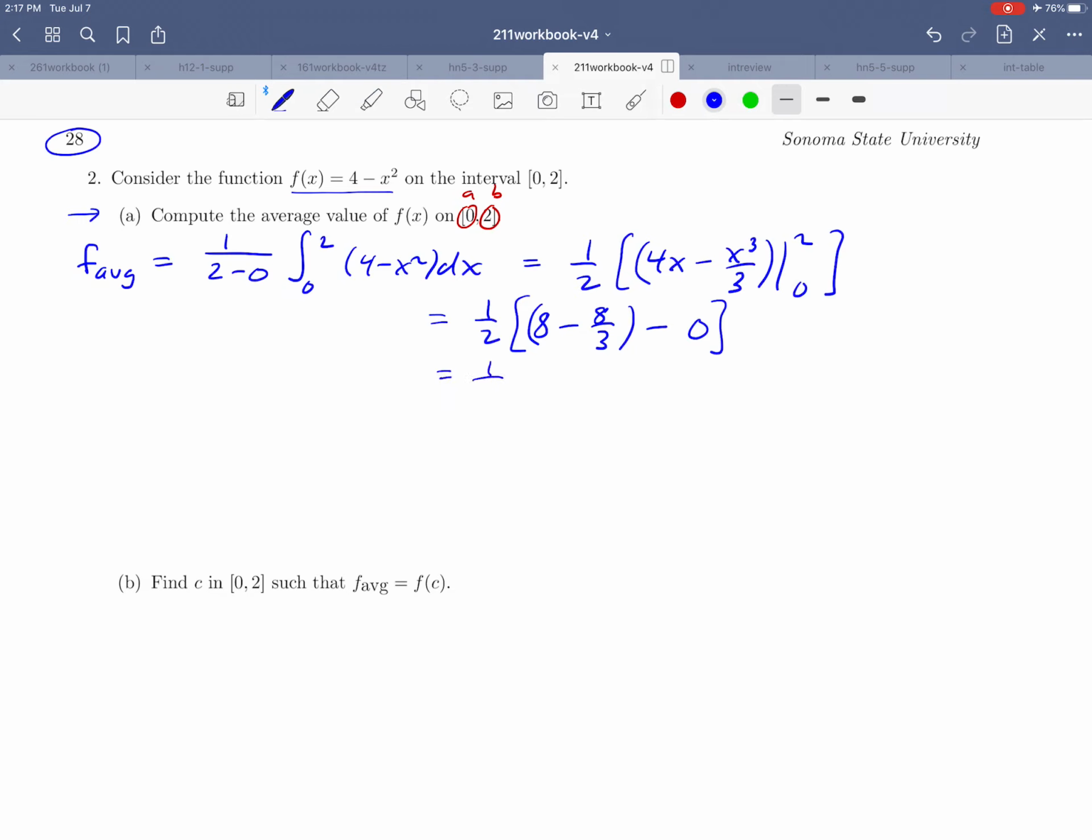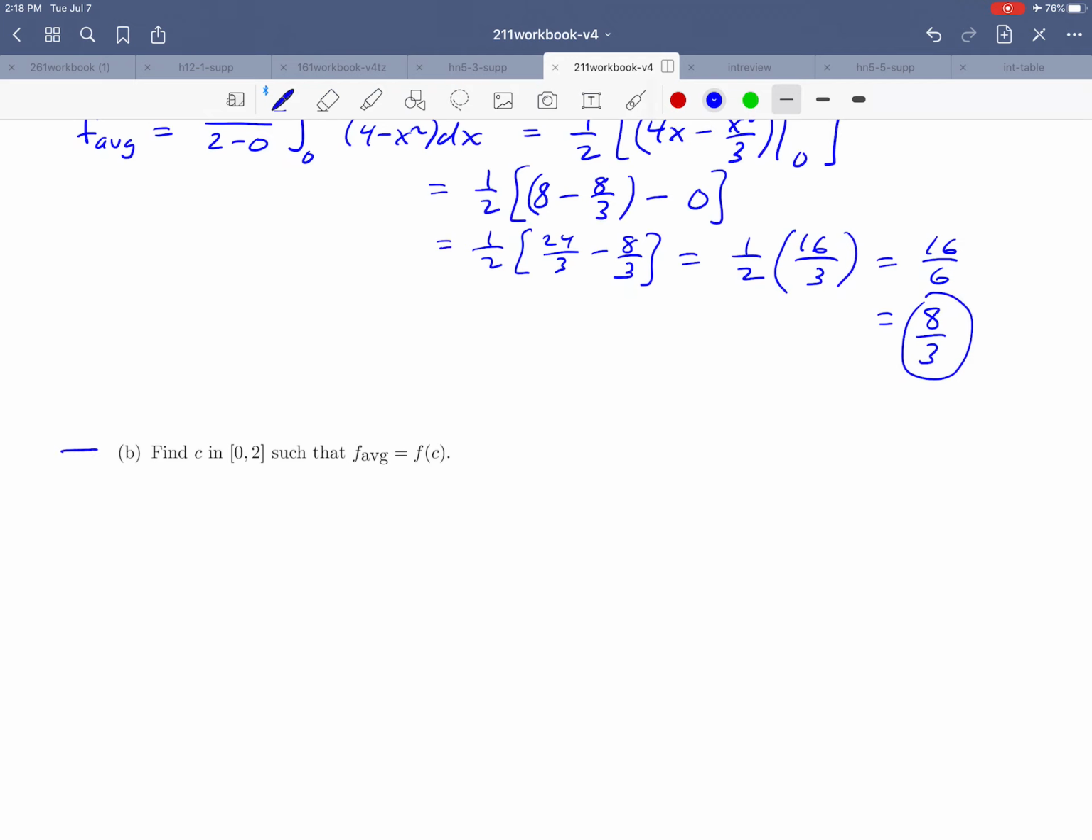Okay, do a little arithmetic here. And the first 8 we can write as 24 over 3, just to get a common denominator, minus 8 over 3. Okay, let's see. That's going to give us a half times 24 minus 8 is 16 over 3, okay, which is 16 over 6, and if you reduce that, that reduces down to 8 over 3. Okay, so if we've done everything right, that should be our average value.